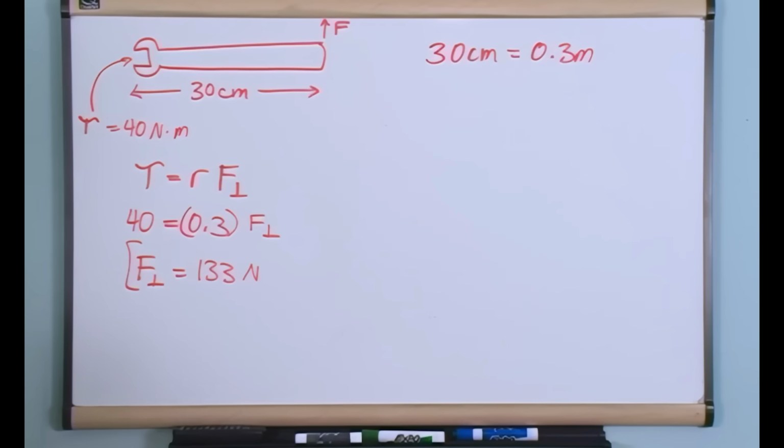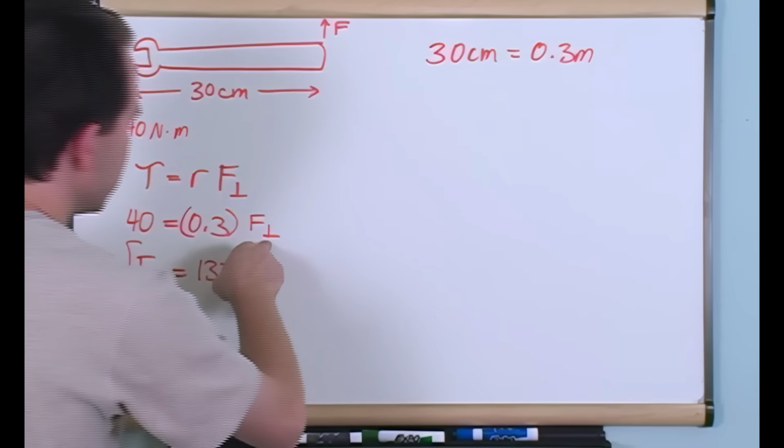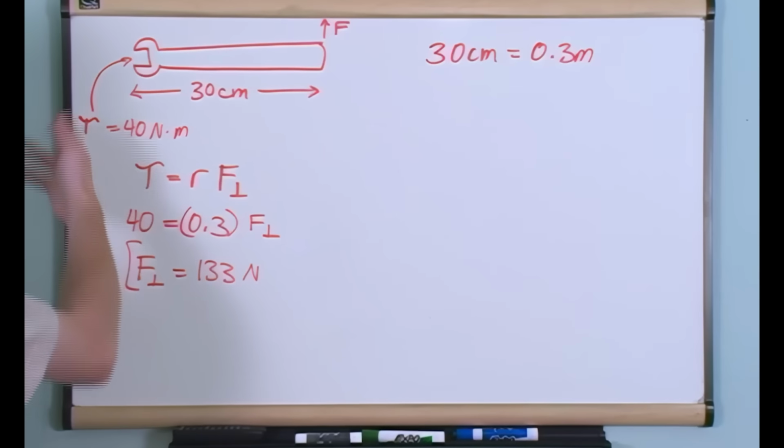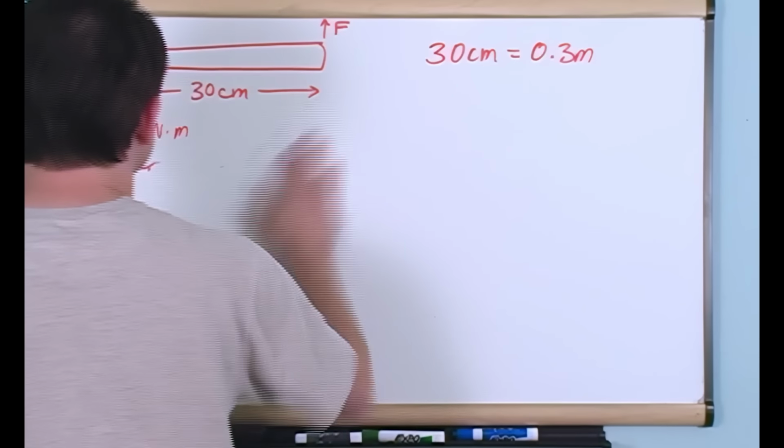that large. And of course, if you had a longer wrench, then this number would get bigger, and you would not have to exert as much force in order to give you the same torque. And that's why longer wrenches are easier to work with.